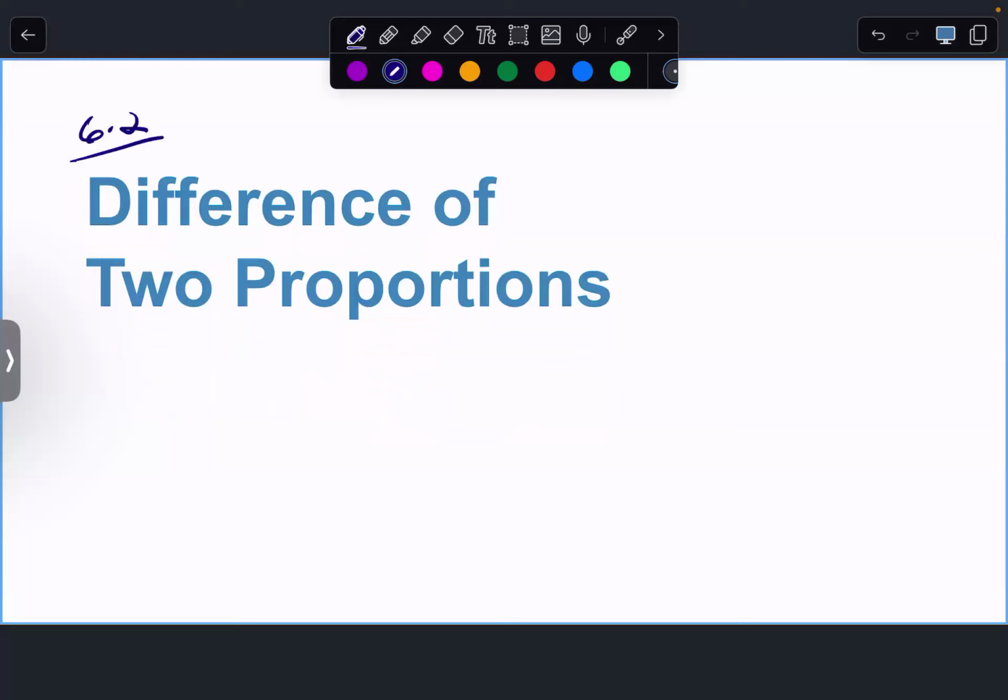So 6.2 introduces the second type of problem that we're going to have, which I'm going to call two sample proportions. So the type is two sample proportions.